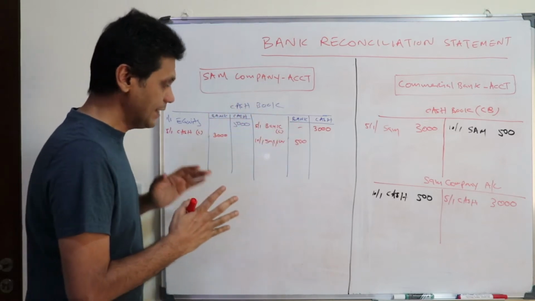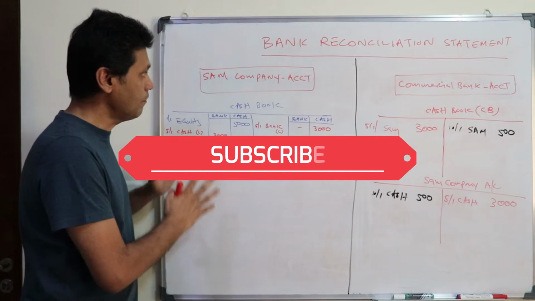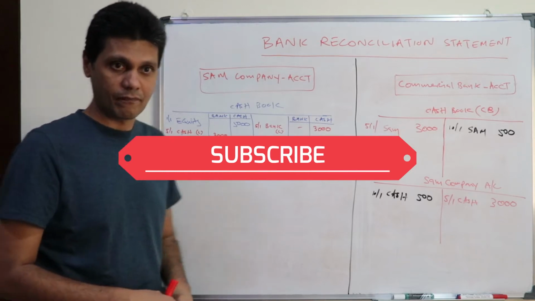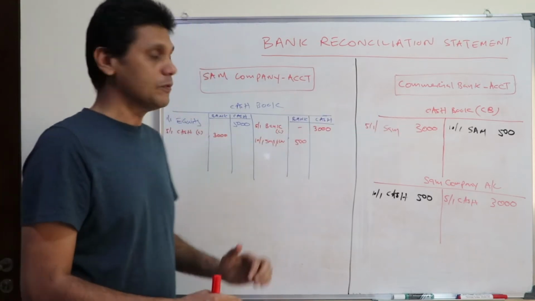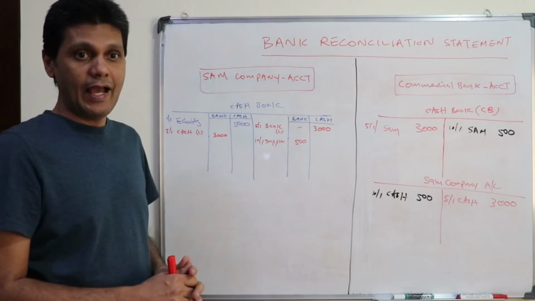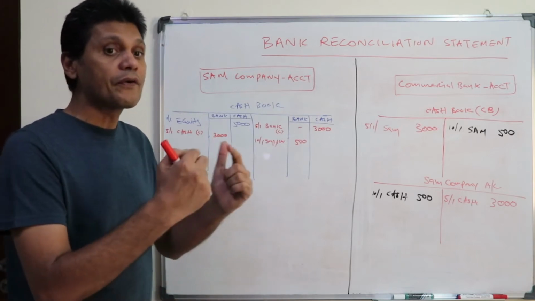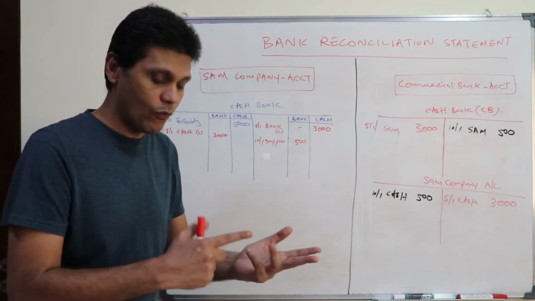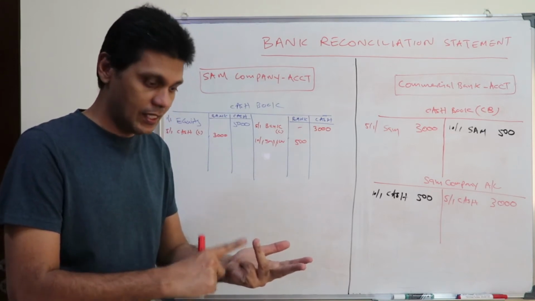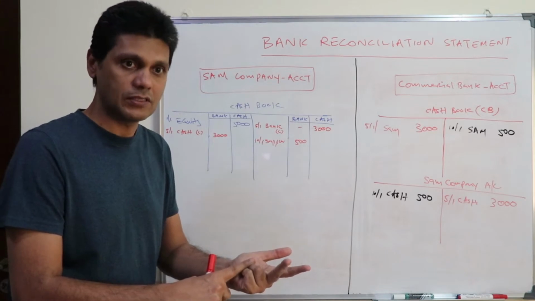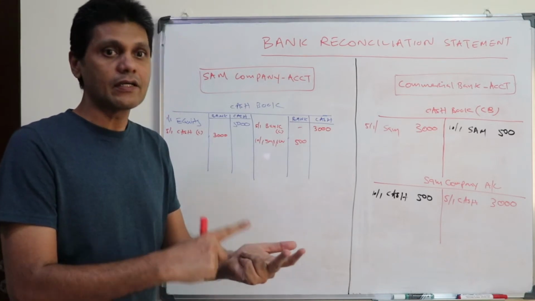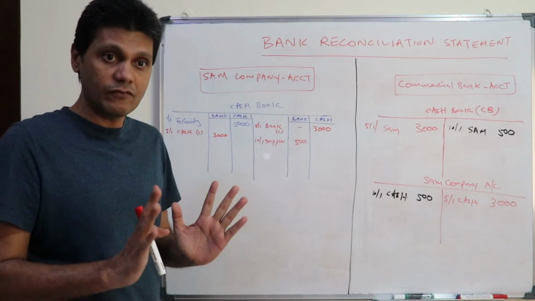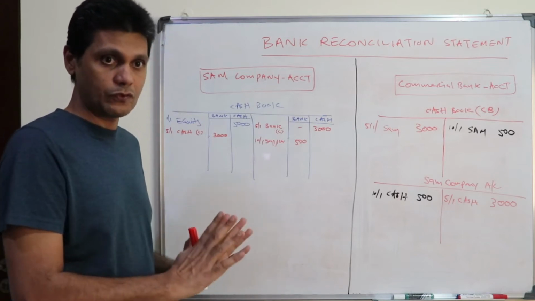Let's begin. It continues from Sam company accountant. Now let's assume Sam company has done two credit transactions. One is relating to sales, the other one is relating to purchases: credit sales and credit purchases. We'll begin the story with those two transactions.